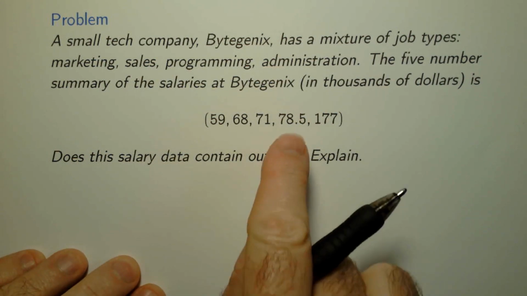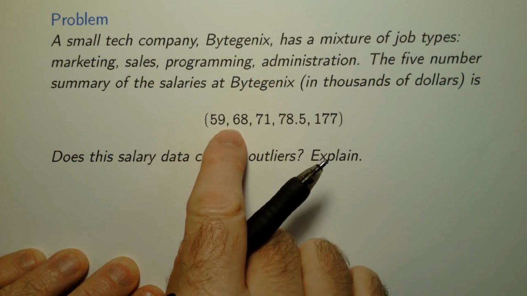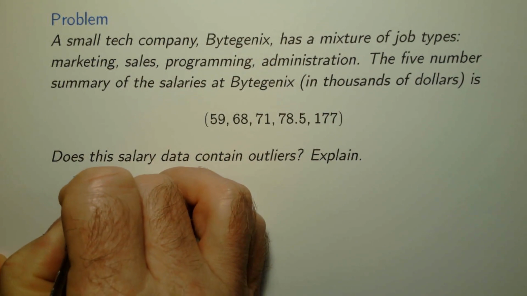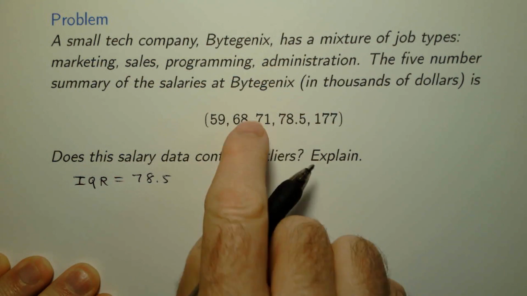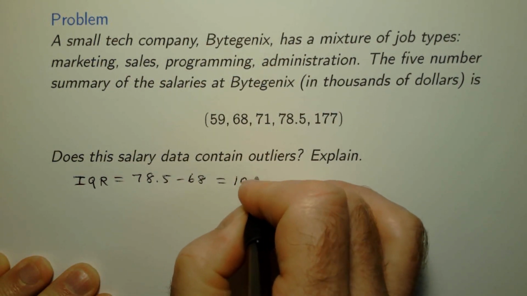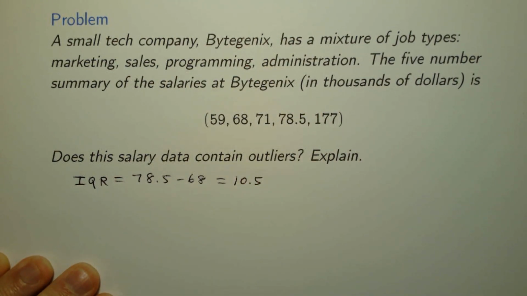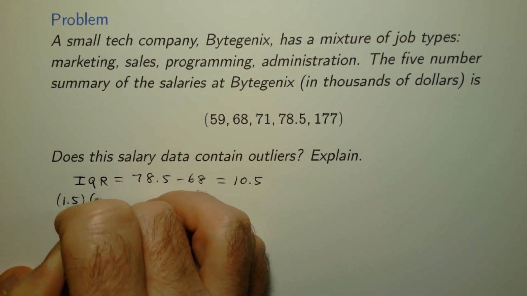In solving this problem, the first thing we're going to want to look at is the interquartile range. So we're going to want to calculate Q3 minus Q1. Let's take a look at that calculation. So the IQR is simply going to be 78.5 minus 68, and that's going to equal 10.5. Now remember, that's just the beginning. We have to take that IQR and we have to expand it by a factor of 1.5 to calculate our thresholds. So now we're going to calculate 1.5 times the IQR.